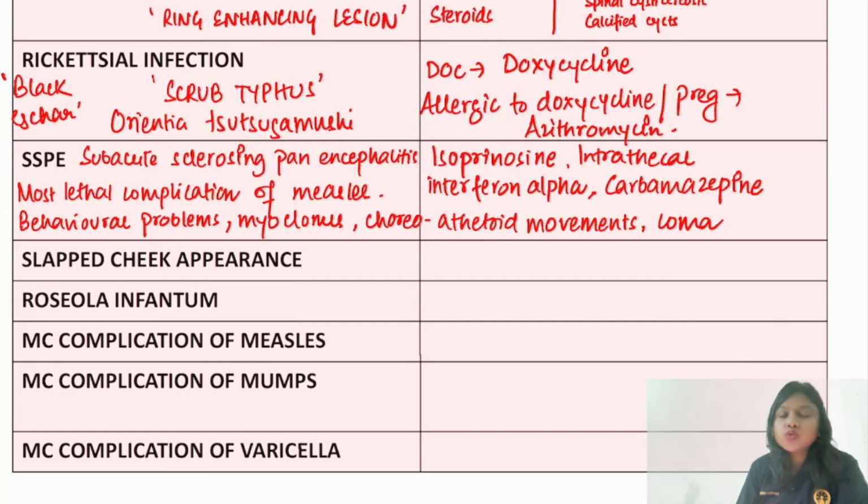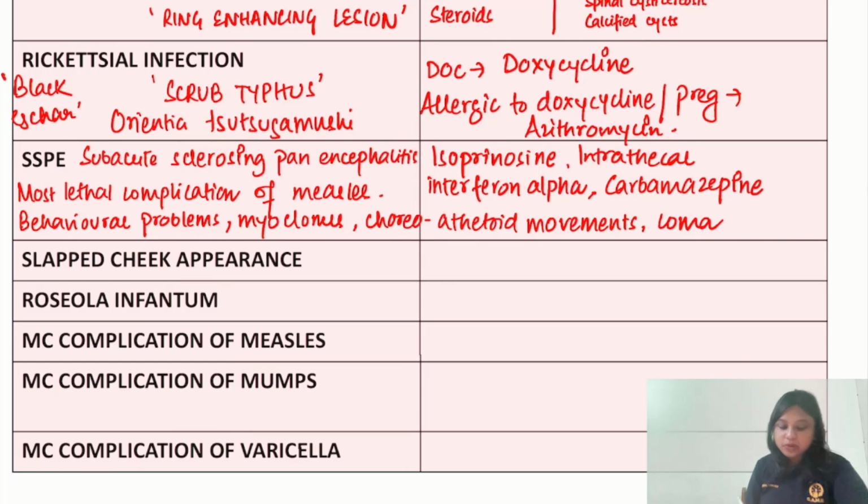First question: what is the drug of choice for myoclonic jerks in SSPE? The answer is carbamazepine. Next, is there any cure for SSPE? The answer is no. We need to counsel the parents. And you need to remember the full form, subacute sclerosing panencephalitis. It is a lethal complication of which disorder? The answer is measles.